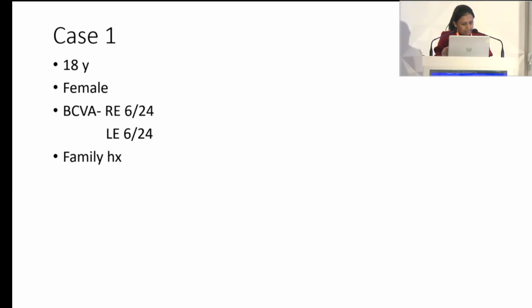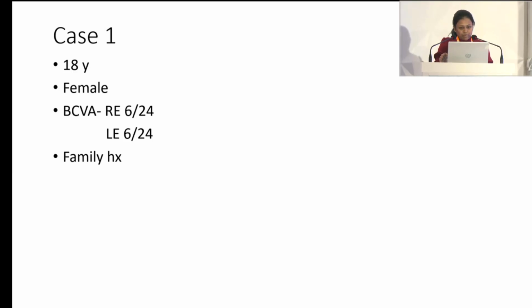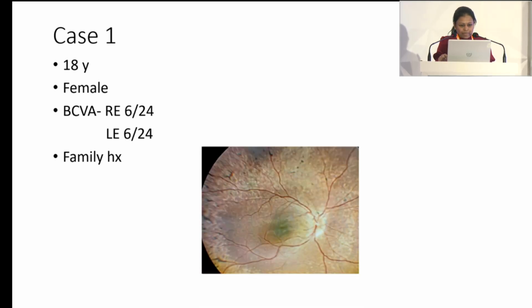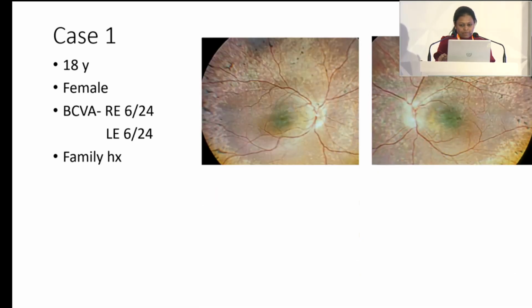An 18-year-old girl presented with bilateral reduced vision. Her best corrected visual acuity was 6/24 in both eyes, and she gave a family history of vision impairment. This is her fundal appearance. The optic disc shows slightly pale with irregular disc margin with scalloped borders. The disc appeared slightly elevated, and we can see a branching pattern of vessels on the superior part of the disc.